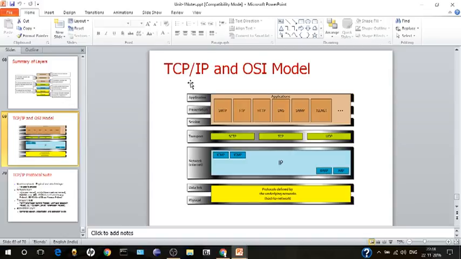So now these are the applications, these are the IP protocols. These are the protocols defined from host to network. There might be some mistakes, please excuse me, I'll correct them in my later videos. Please comment below.